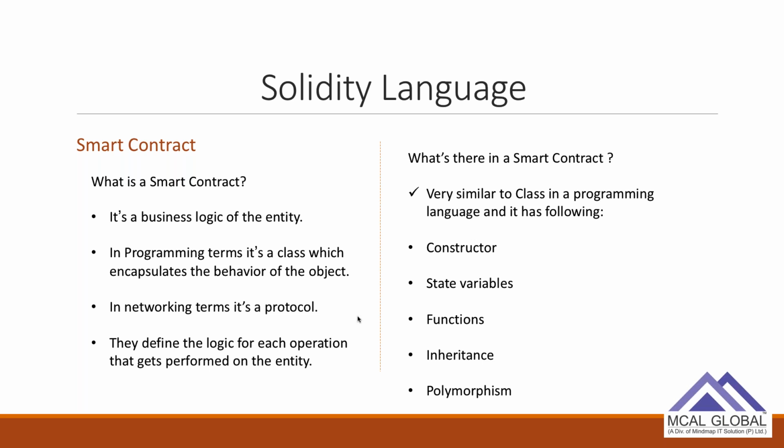The other things that a contract has are state variables. State variables are the variables or properties attached to the smart contract. For example, suppose a song is getting played. In that case, I need to know the address of the artist of that song, so that should be attached to that particular contract. Then we have functions to perform operations on the contract or the entity. Smart contracts also support inheritance and polymorphism like any other language we know.